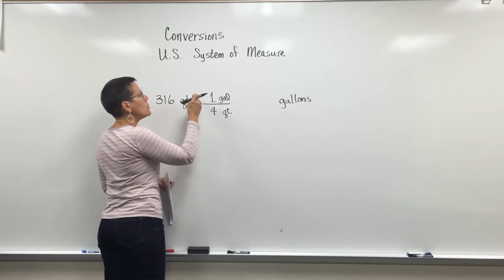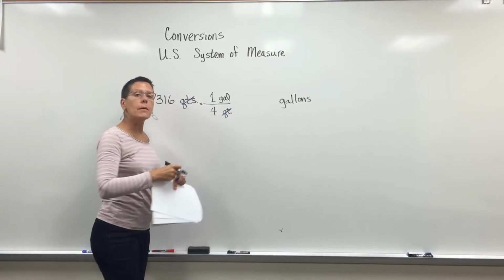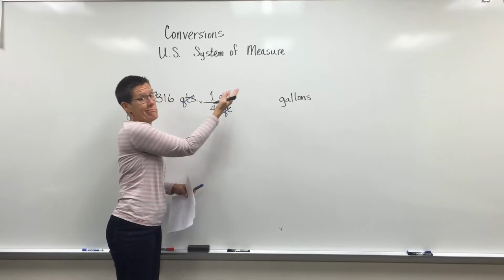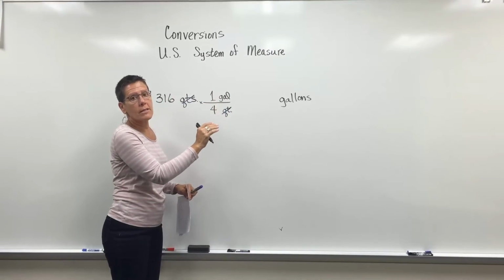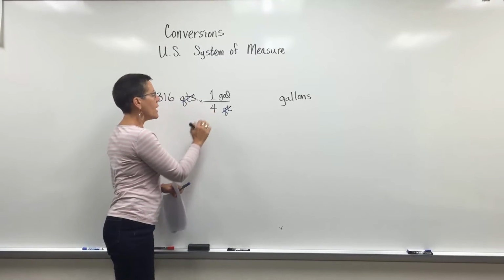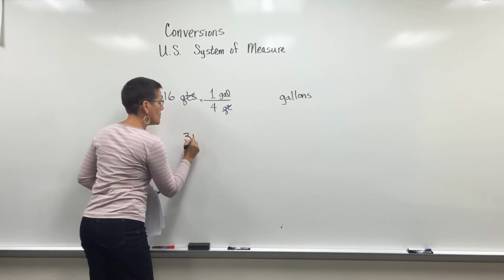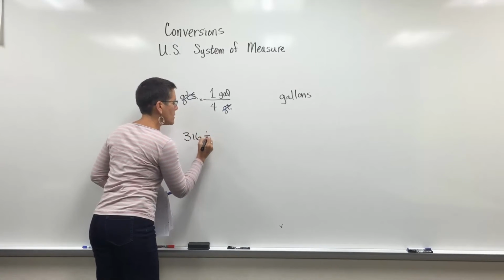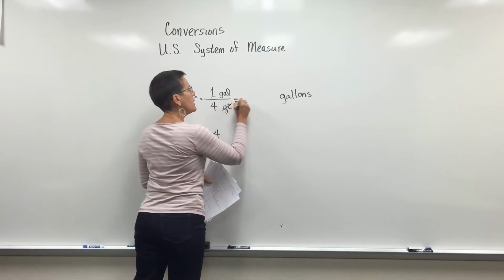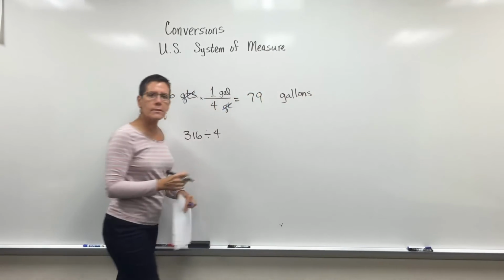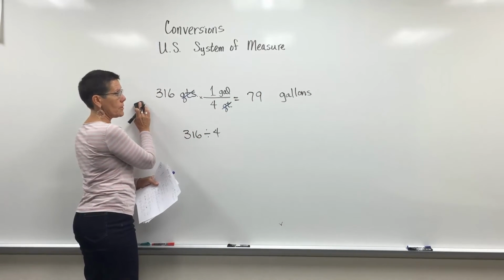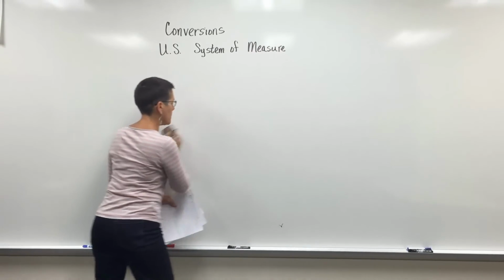I'm going to remove the word quarts. But in this problem now, I know that what I have to do is take 316 times 1. Don't type that. That's 316. So you just have to take on your calculator 316 and divide by 4. I'm going to write this down. So on your calculator, 316, hit that divide by symbol, 4, and you will get a result of 79 gallons. Let's just do a few more that involve multiple conversions in one problem.